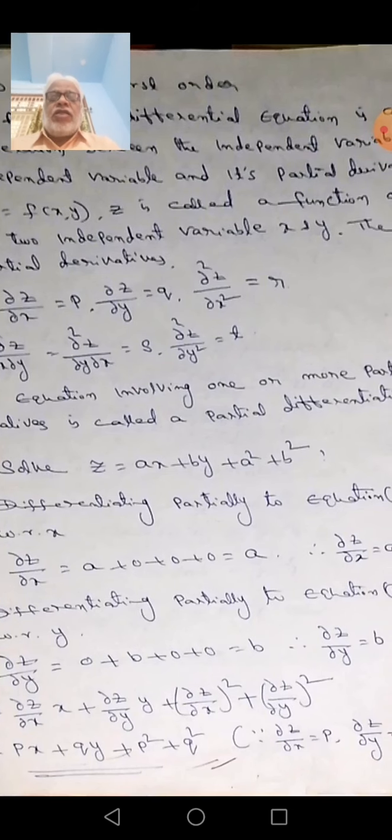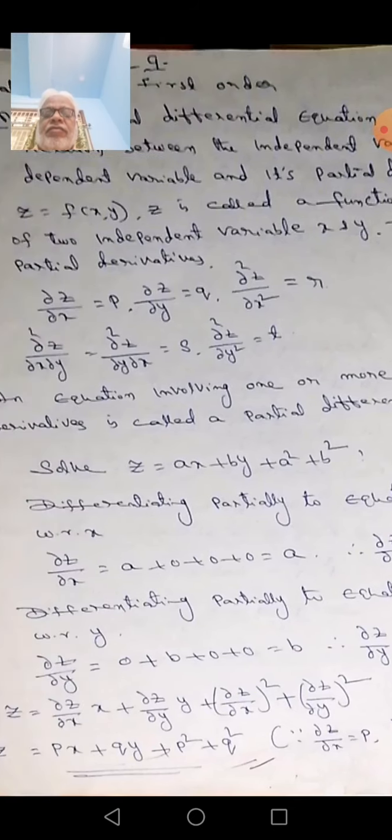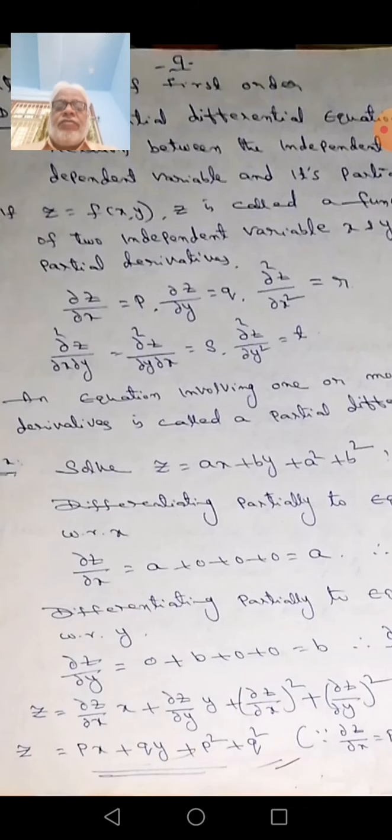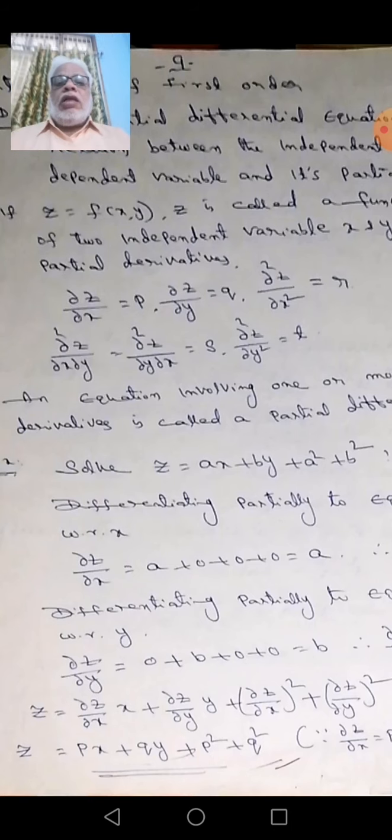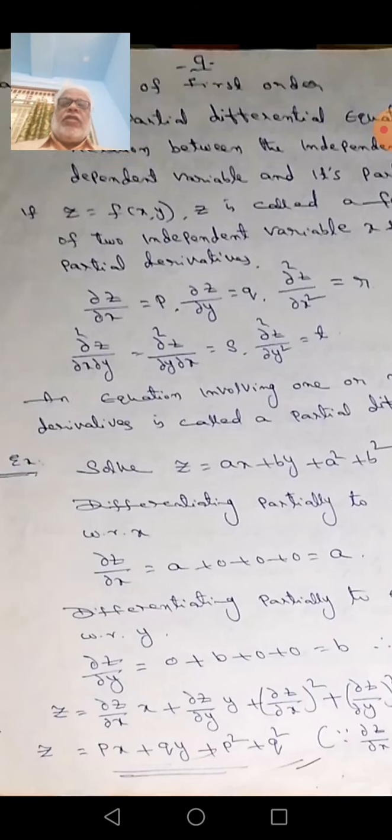Solve z is equal to ax plus by plus a square plus b square. Differentiating partially equation 1 with respect to x, that is dou z by dou x. You see here, the given function is z is equal to ax plus by plus a square plus b square. First of all, we find the values of dou z by dou x and dou z by dou y, and substitute them in that equation to get the partial differential equation.